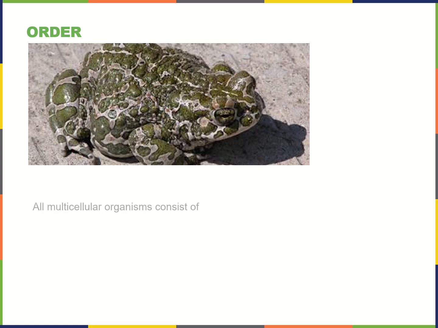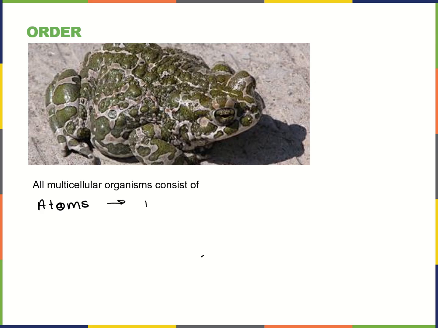So let's talk a little bit about some of those characteristics. The first one that we mentioned was order. All multicellular organisms, so everything that is living, will be made up of several things. The first one is atoms. Atoms are the teeny tiniest building block unit of chemistry. They are the base of the base. Atoms are made up of protons, neutrons, and electrons. And they sit in a little cloud and they have a grand old time.